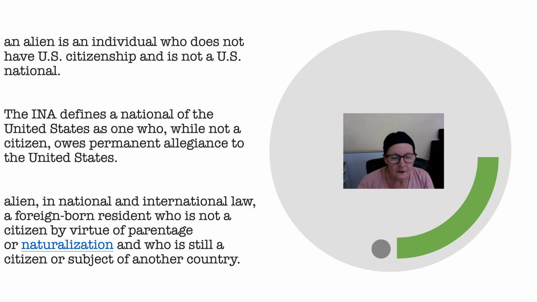Now, I'm going to explain to you why they have to do the risk management in a minute. First of all, we're going to look at the Declaration of Independence from America. This is their definition of an alien. An alien is an individual who does not have US citizenship and is not a US national. The INA defines a national of the United States as one who, while not a citizen, owes permanent allegiance to the United States. In actual fact, all Americans are aliens to the country, to be honest. I'm sorry to tell you that.